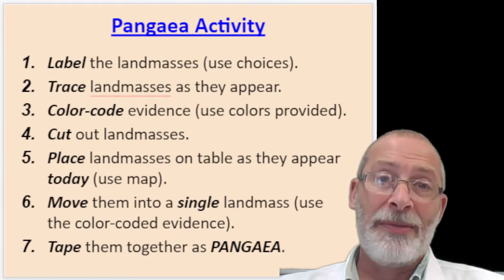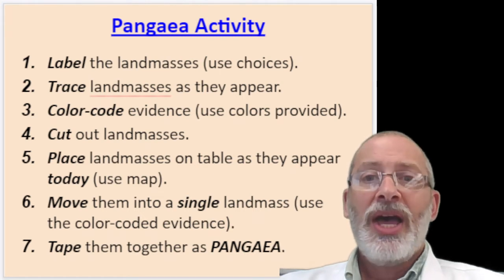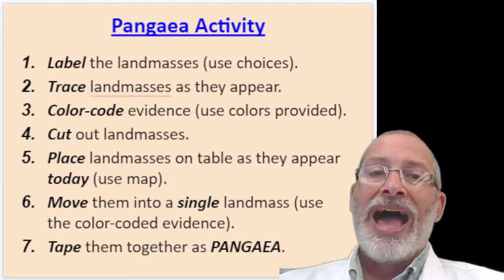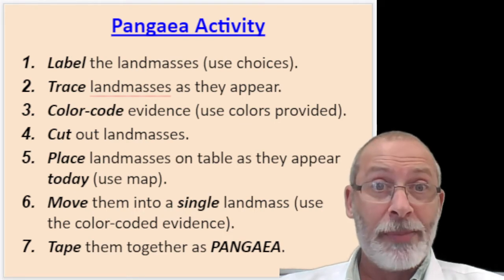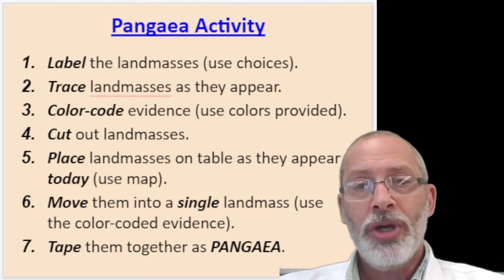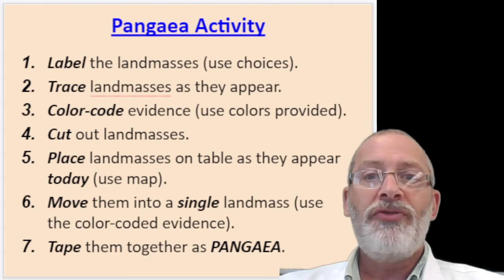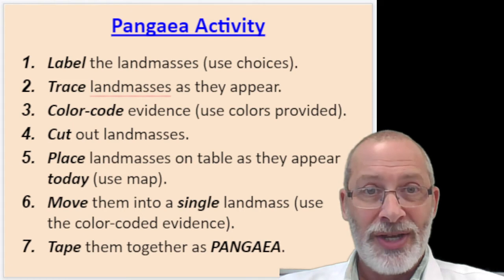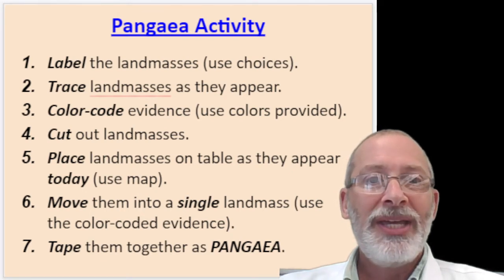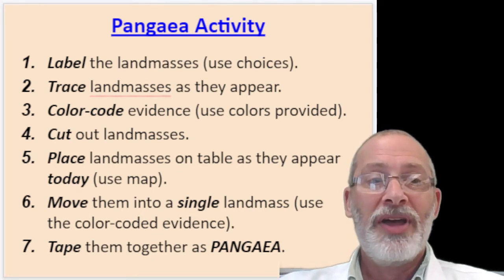Then you're going to cut out the land masses. So you're going to use scissors and you're going to cut out the land masses and place those land masses on the table as they appear today. And I'll give you another piece of paper. I'll try and give you a piece of graph paper to actually place the land masses onto, and I'll have maps around as well so that you can utilize. In fact, you've got maps in your book, you can arrange them where the land masses are today. And then you're going to move them into a single land mass. In other words, you're going to move forward in time using the color-coded evidence that you drew in step three. And finally, step seven, you're going to tape them together in the form of Pangaea.